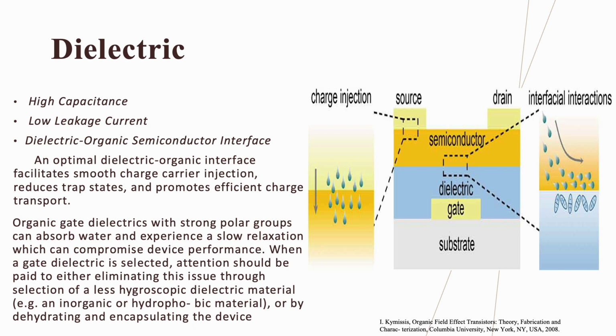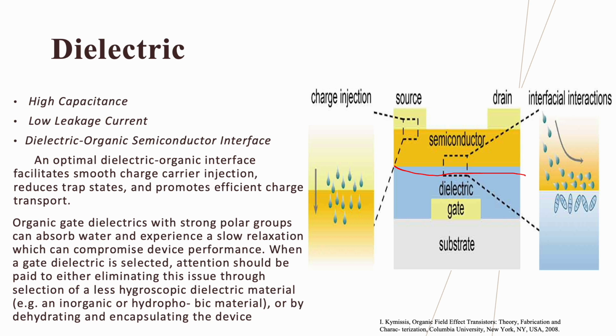Dielectric is also an important factor. Dielectric requires high capacitance and low leakage current. An optimal dielectric organic interface facilitates smooth charge carrier injection, reduces trap states, and promotes efficient charge transport. Charge transport begins with the injection of charge carriers from the metal electrode into the organic semiconductor. This injection process is influenced by the energy level alignment between the electrode, the organic semiconductor, and the dielectric. For efficient charge injection, the energy levels of the electrode and the organic semiconductor must be well matched.